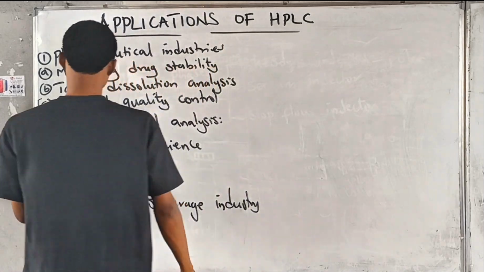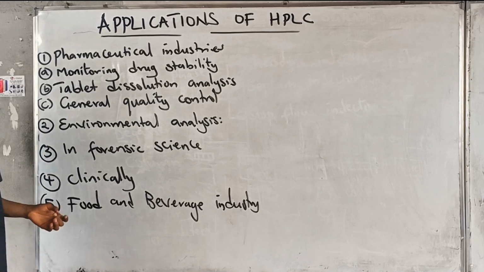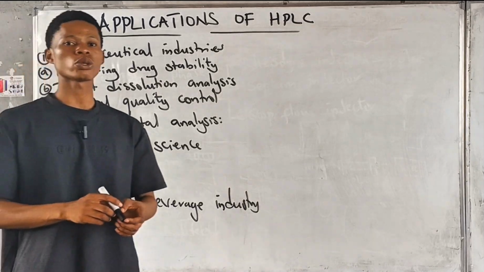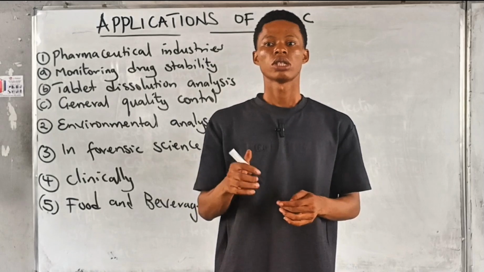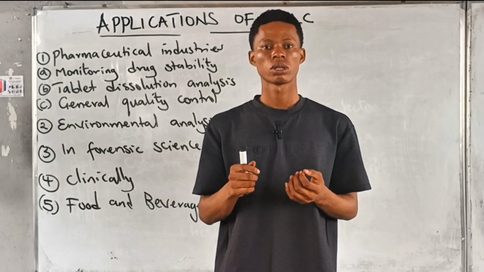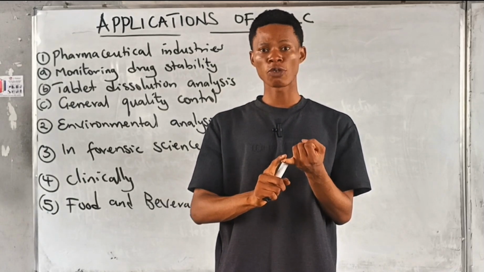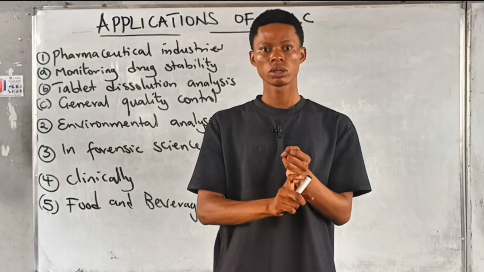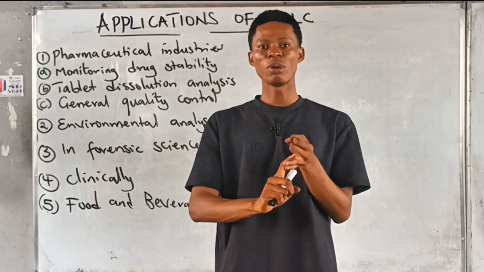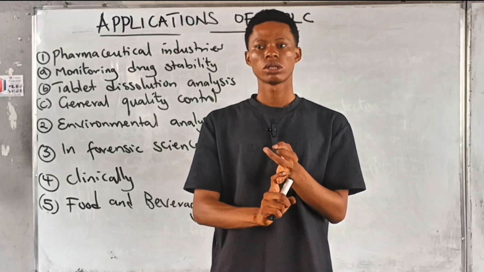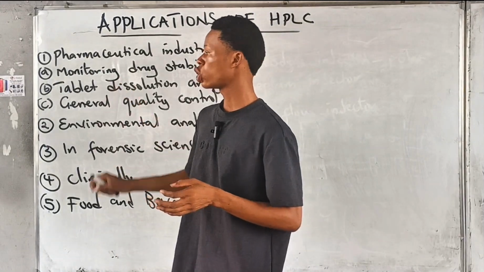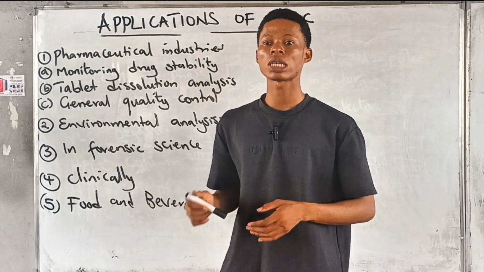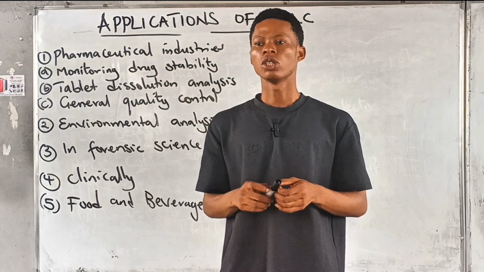Forensic. Clinically, we said in clinical practice, you can use HPLC to analyze what? To analyze what? Urine, presence of urine in the blood, presence of bilirubin in the blood, antibiotics. So you can use HPLC to analyze the presence of all those things in the blood.